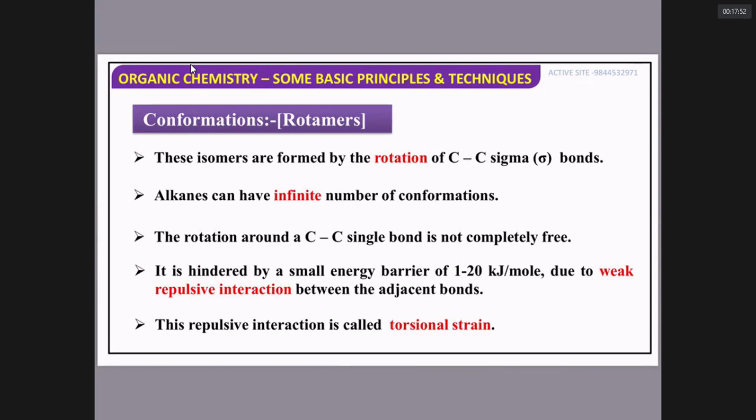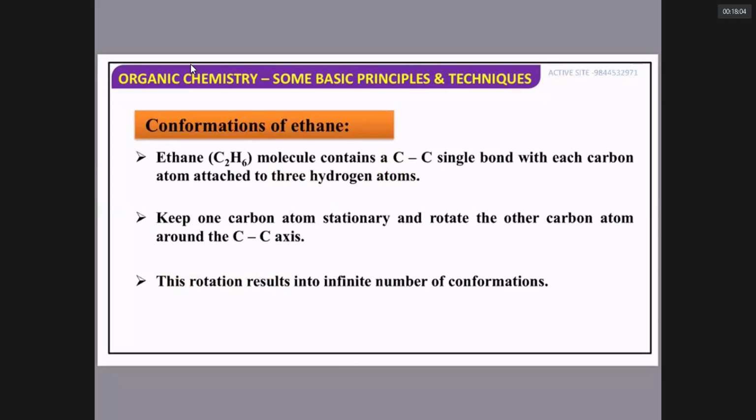The repulsive interaction between the similar groups on both carbons is called torsional strain. The ethane molecule contains a C single bond C. Therefore, it can show conformers. Methane cannot show conformers. Why? Because it has only one carbon atom. Perfect. No C-C bond.